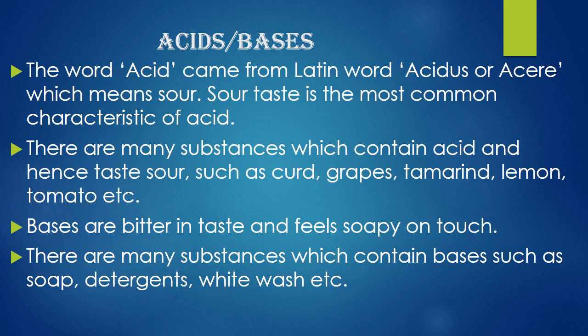Now, acids and bases. The word acid came from the Latin word acidus or acere, which means sour. Sour taste is the most common characteristic of acids. There are many substances which contain acids and hence taste sour, such as curd, grapes, tamarind, lemon, tomato, etc. On the other hand, bases are bitter in taste and feel soapy to touch. There are many substances which contain bases, such as soap, detergent, whitewash, that is calcium hydroxide. They all contain bases.